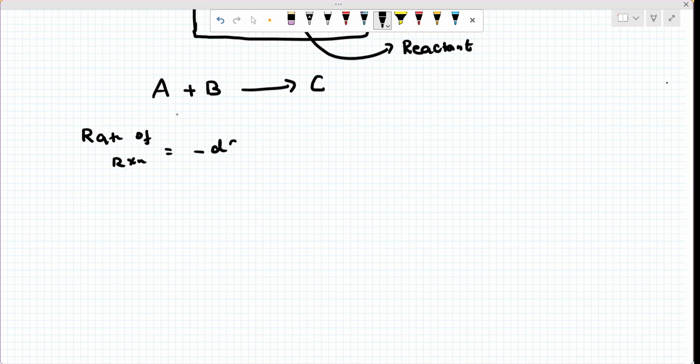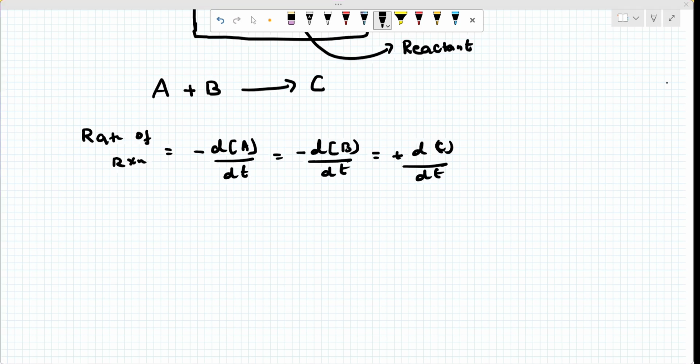Minus dA by dt, yes or no? That equals minus dB by dt, which equals plus dC by dt. Understand? In the reaction stoichiometry, this is stoichiometry 1. Now see, for this reaction, how to write the rate?